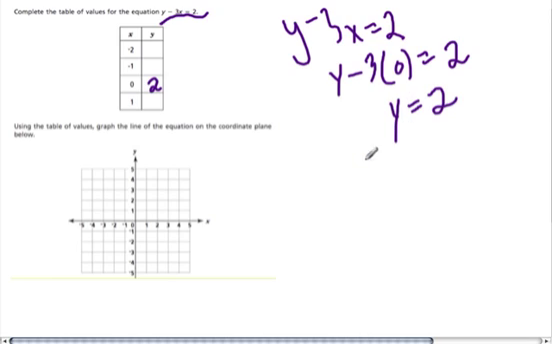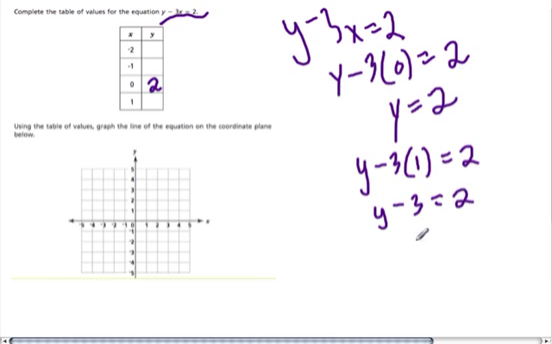Now if I plug in 1, I get y minus 3 times 1 equals 2. So y minus 3 equals 2. And I have to figure out what y is. Well, something minus 3 is 2. That means that 2 plus 3 gives me that something, and y equals 5. So it looks like so far if x went up by 1, y went up 3. So I'm going to guess that if x goes down 1, y will also go down 3.